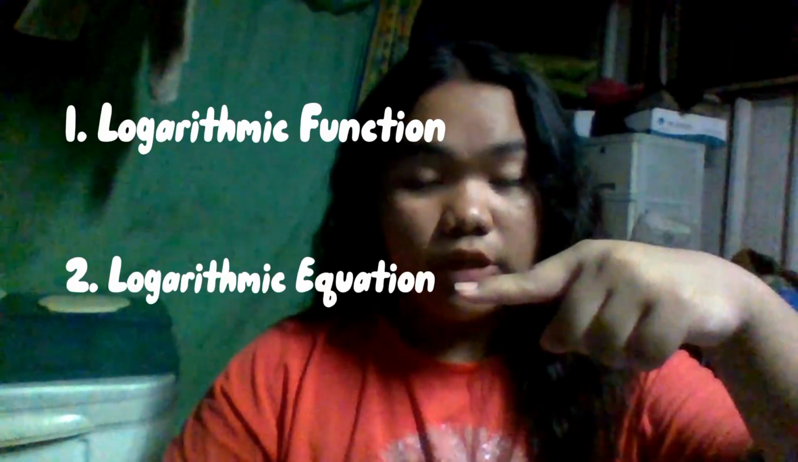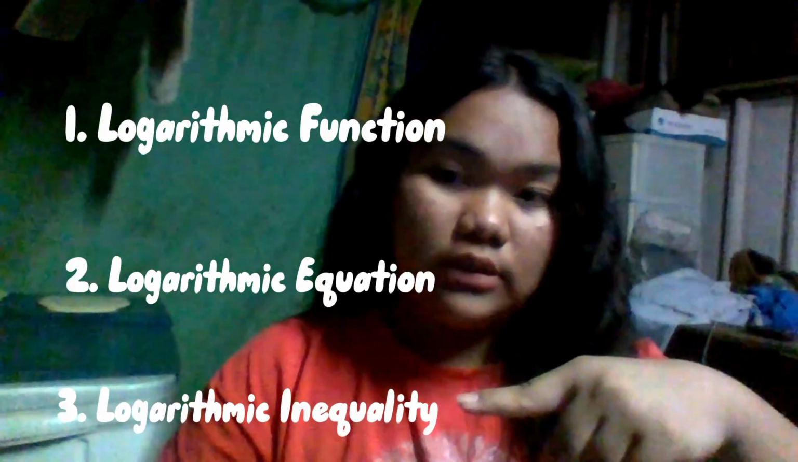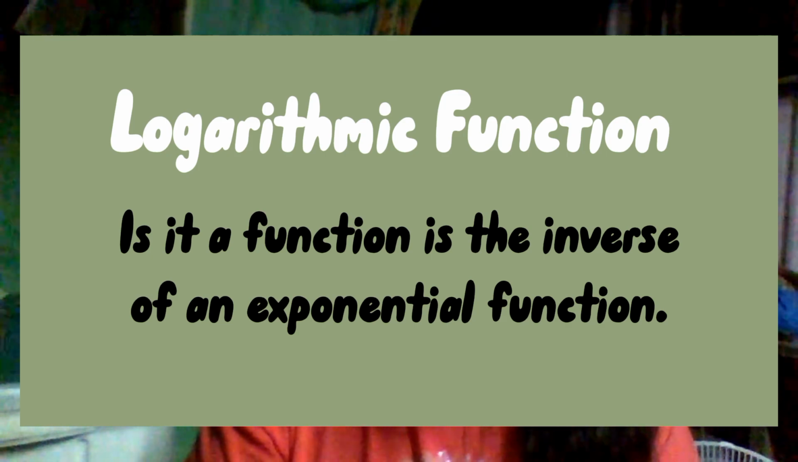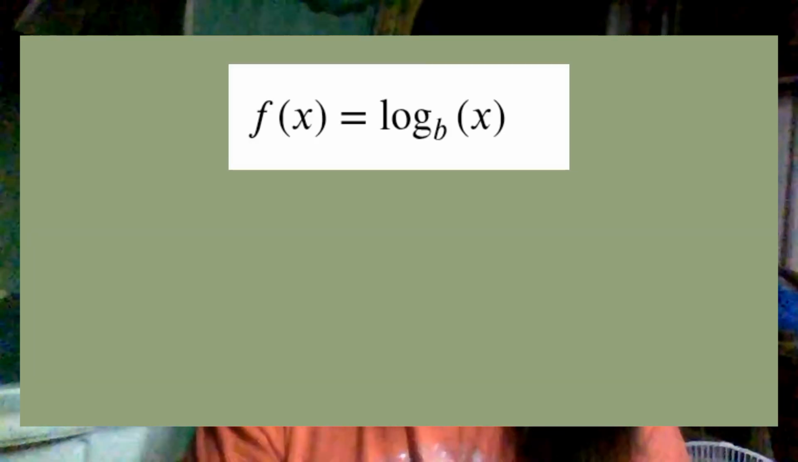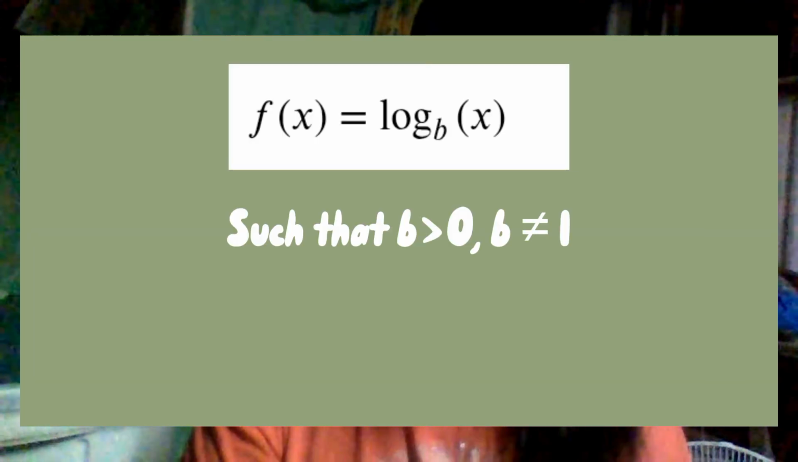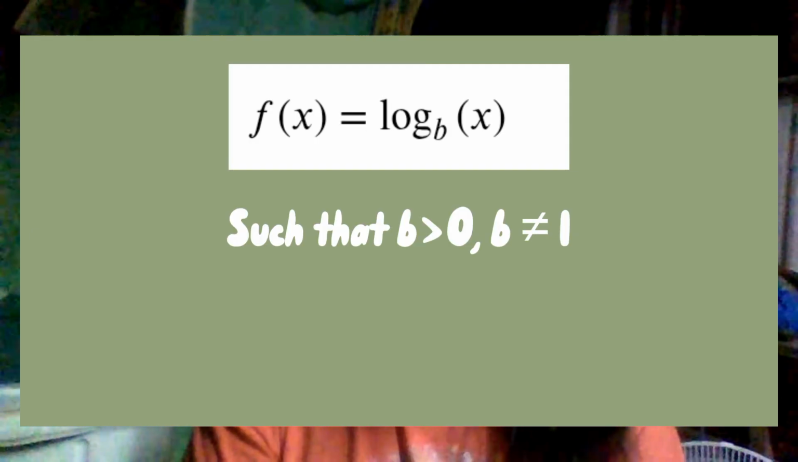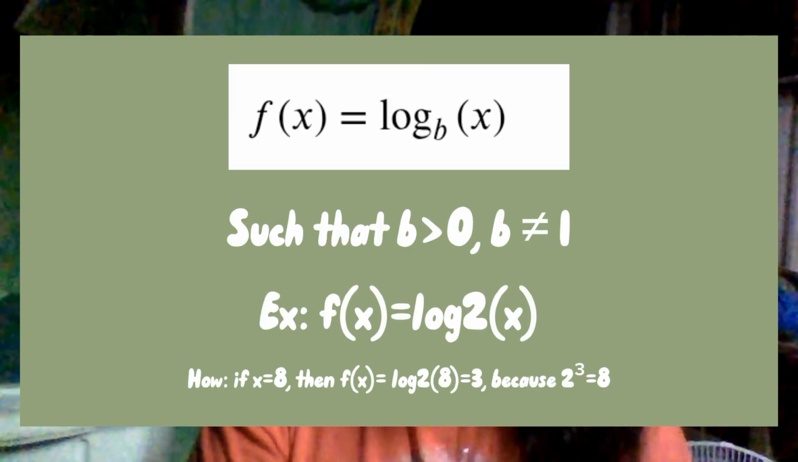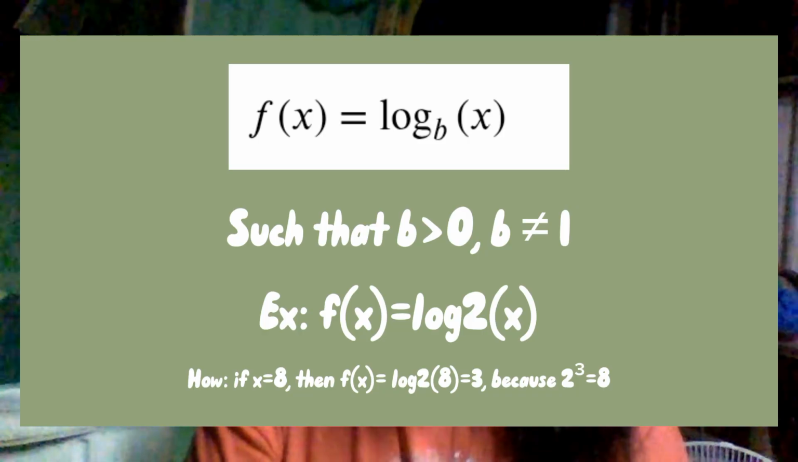Now, let's move on to the three forms of expression that involve logarithms. We have the logarithmic function, logarithmic equation, and logarithmic inequality. So what is a logarithmic function? It is a function that is the inverse of an exponential function. The general form is this: f of x is equal to log base b of x, such that b is greater than 0 and b is not equal to 1. An example is f of x is equal to log base 2 of x.